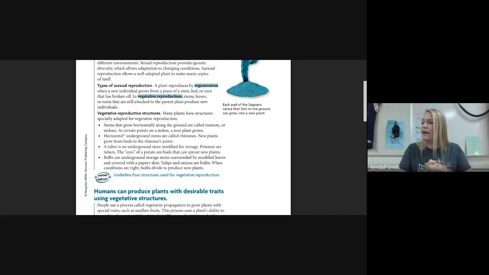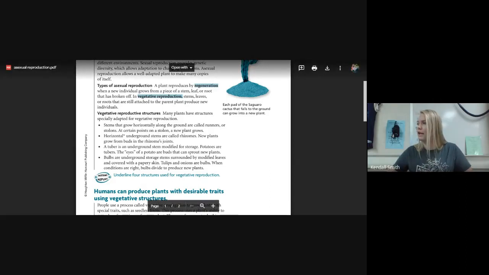In vegetative reproduction, stems, leaves, or roots that are still attached to the parent plant produce new individuals. And there's a couple different types of this as well. Vegetative reproductive structures: many plants have structures specially adapted for vegetative reproduction. Stems that grow horizontally along the ground are called runners or stolons. I stick to runners. At certain points along the runner, a new plant grows. An example of this would be strawberries. So let's take a look at a picture of a strawberry.